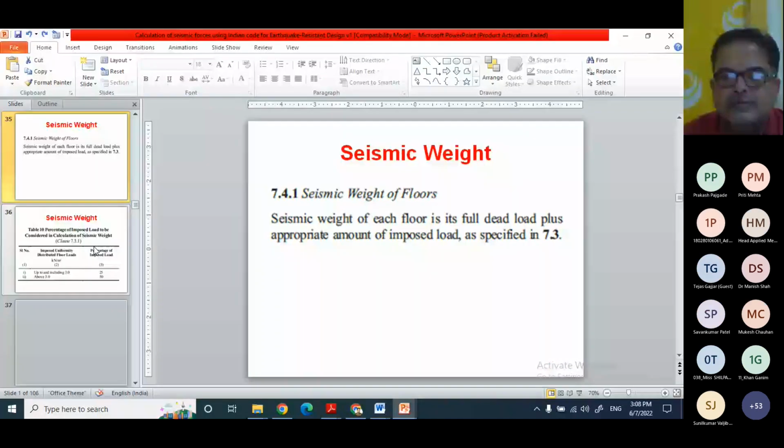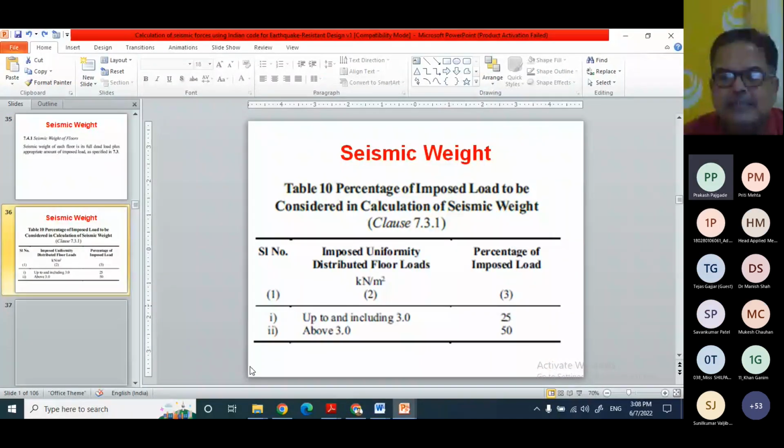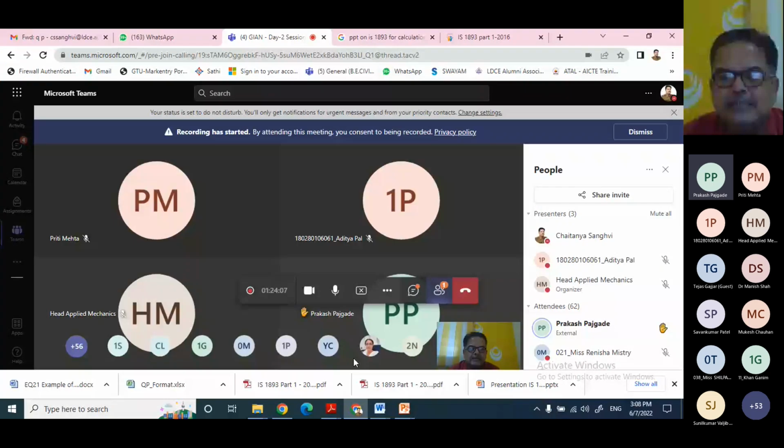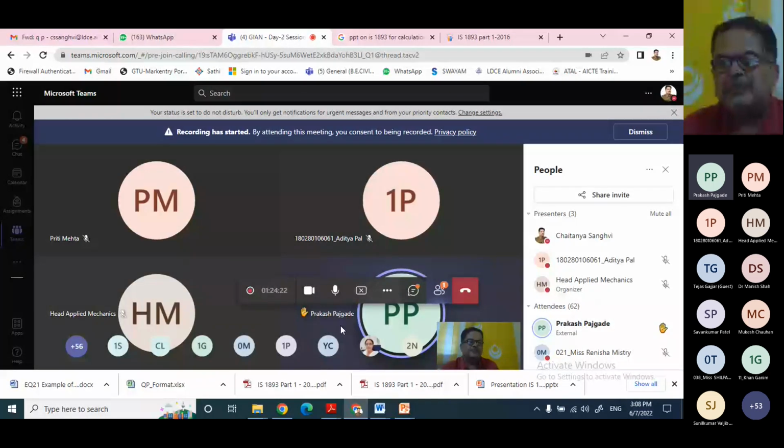Yes. It is not necessary that at the time of earthquake full live load will be present. This is one reason. And the second thing is, many times live load will not impose inertia forces because it will start vibrating. These are the two reasons which are given.